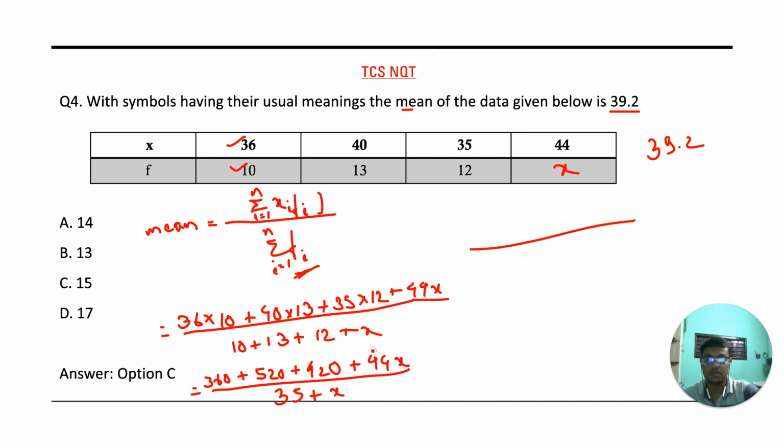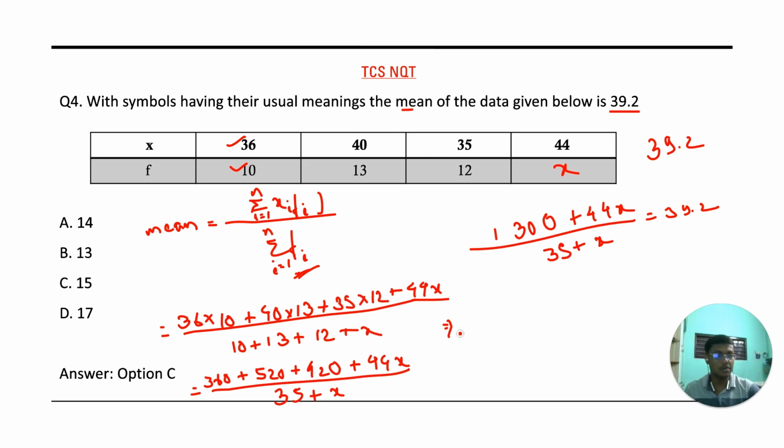And we can add them up now. We have 0, 0, 0, then 2, 2, 4, 4, 6, 10, 14, 15, 5, 10, 3, 13 plus 44x by 35 plus x equal to 39.2. Here you can take help of calculator.